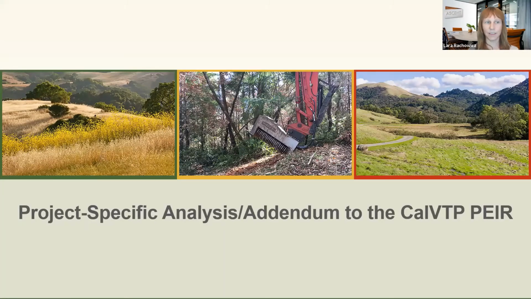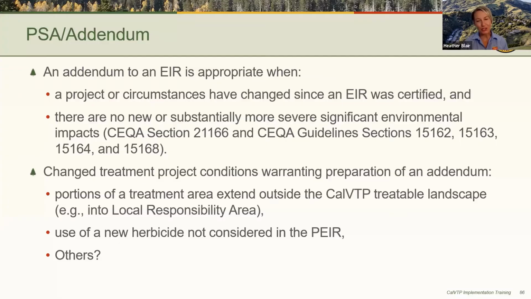Okay, now I'm going to hand this off to Heather. Thank you, Lara. So how can I use the CalVTP program EIR if my project extends outside of the treatable landscape? We get this question a lot, and understandably, because the treatable landscape is a product of the desktop model, and it's highly pixelated. So the design of treatment projects on the ground does not necessarily adhere to the boundaries of the state responsibility area or local responsibility area, for instance.